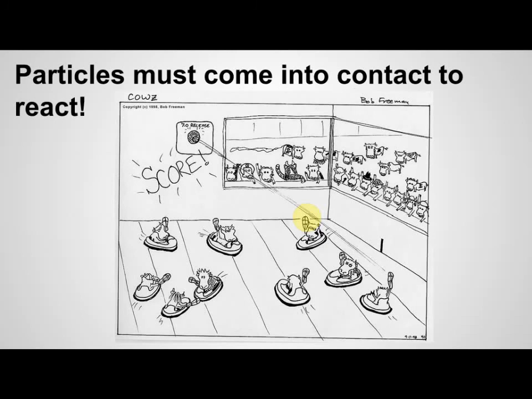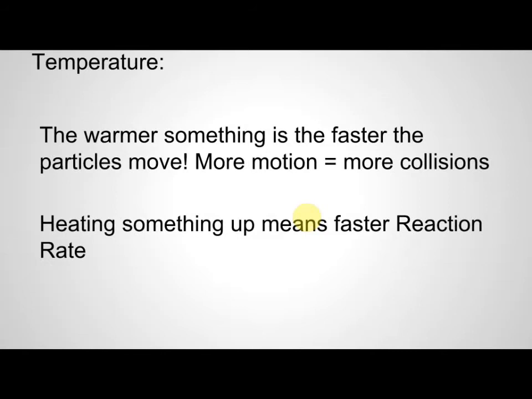In order for particles to react, they must come into contact with each other. You can think of the particles as being bumper cars, and they cannot react until they collide into each other. The more bumper cars we have on the track, the more times they will run into each other. The faster they go, the more times they'll run into each other, and the better chance they'll have to react.